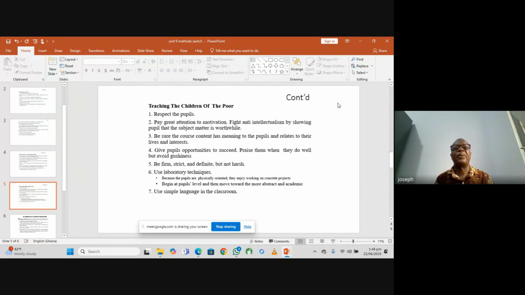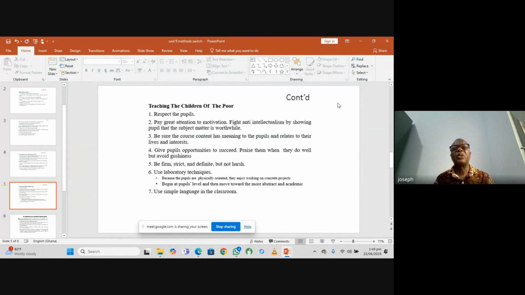Teaching children of the poor: respect the pupils. No matter their situation, you the teacher should still respect them. Pay greater attention to motivation, and fight anti-intellectualism by showing pupils that the subject matter is important for them to learn. So make sure that you motivate them to learn the information. Be sure the course content has meaning to the people and relates to their lives and their interests.